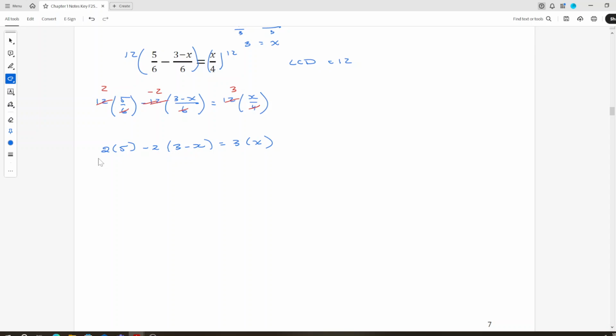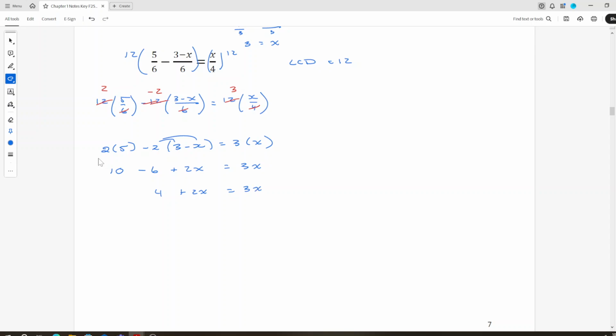So now I'm going to simplify. 2 times 5 is 10, and then I'm going to distribute. So I get minus 6 plus 2x, be careful with your integers, is equal to 3x. Then I'm going to collect like terms. I end up with 4 plus 2x is equal to 3x.